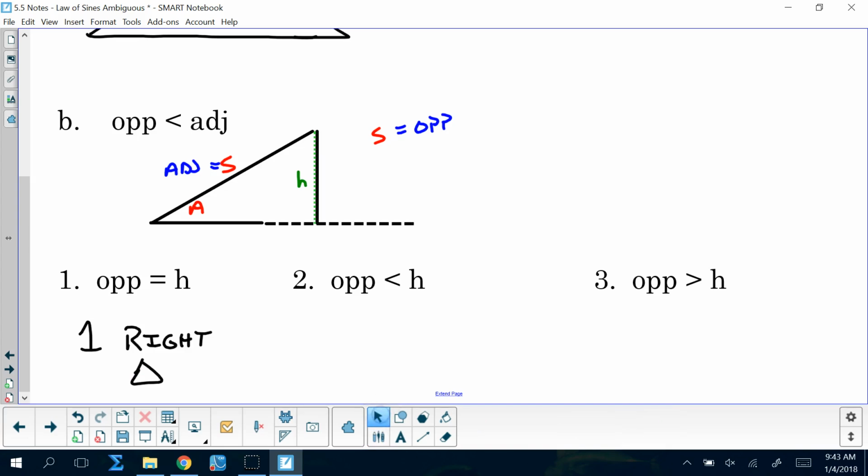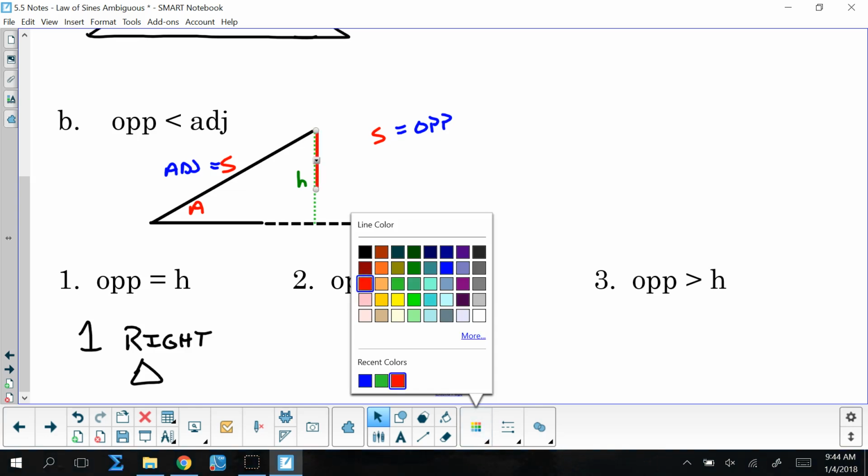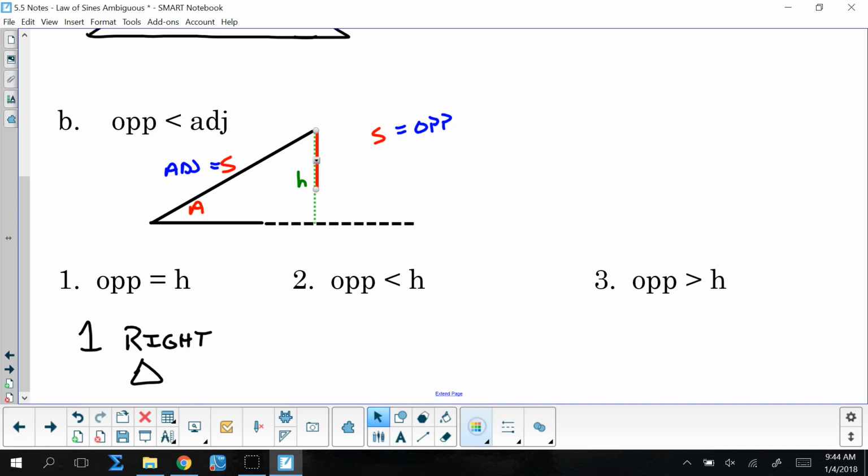Second scenario is if the opposite side here, actually let me make this be red, then we can see it a little bit better. Okay? So if my opposite side there is shorter than my height, will I get a triangle? No, because it'll never close off here. This will never close off on that triangle to make it work for me. Okay? So this is a no triangle case.